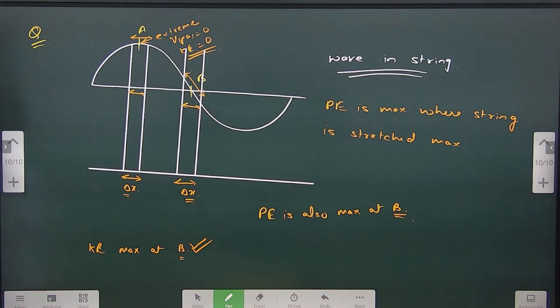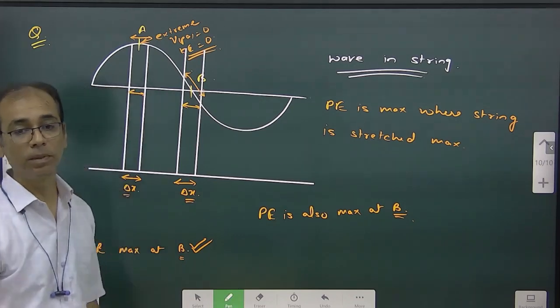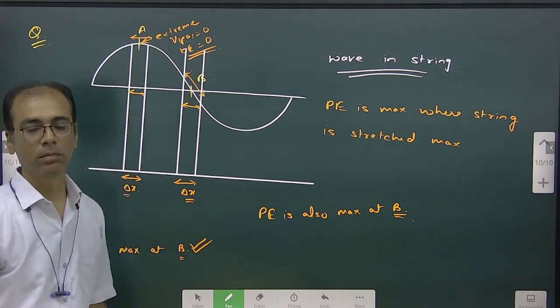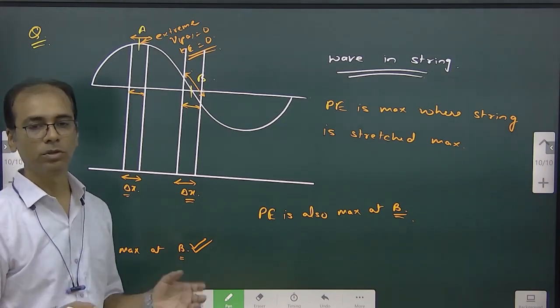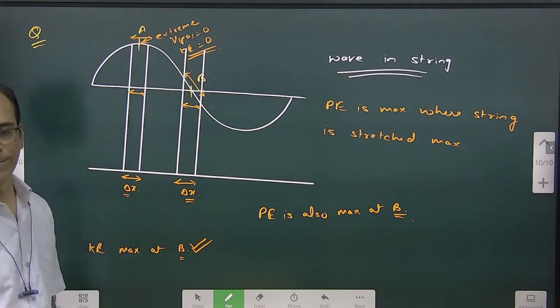So what is the different thing? Kinetic energy as well as potential energy, both are maximum at B, and at A, both are 0. Potential energy also 0 at A, kinetic energy also 0 at A. Okay? Clear?